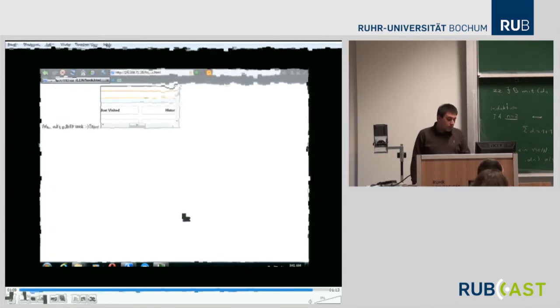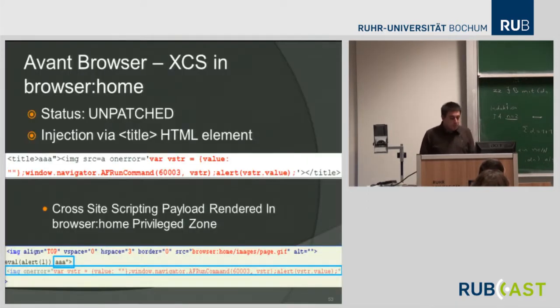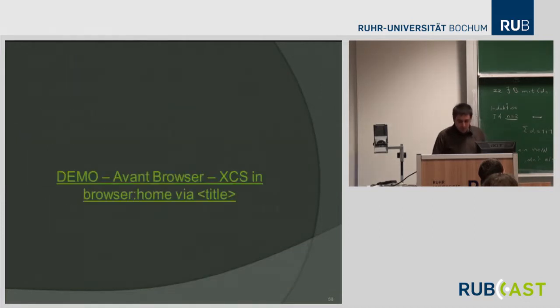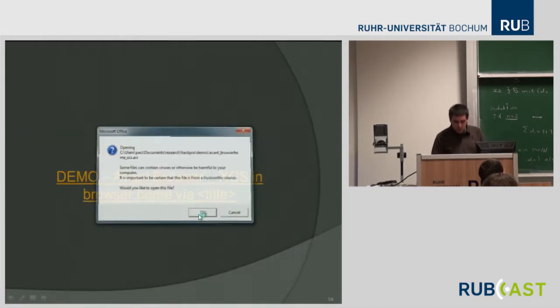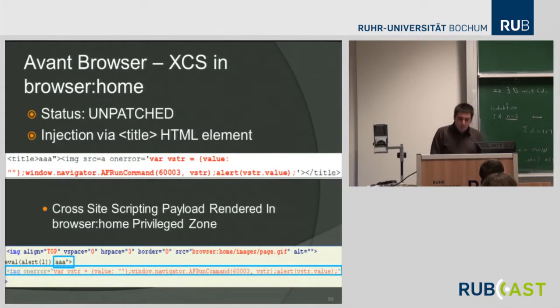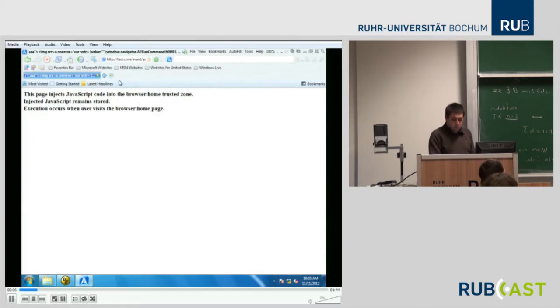This is another one in Avant browser. Again, same history, but this is a different injection point. So if you browse any website and the web page has a title which contains the injection, it will be rendered into the browser home trusted zone. And this is another one. I'll show you here how it does work. So you can see from the title there on the top, there is the injection there.